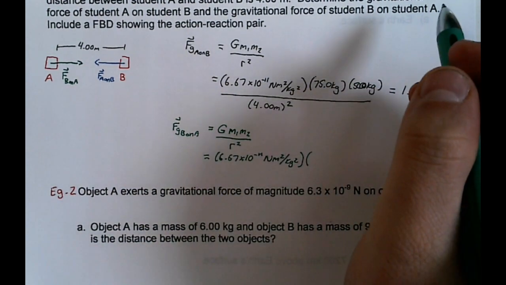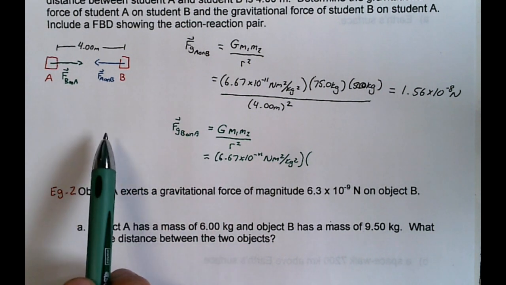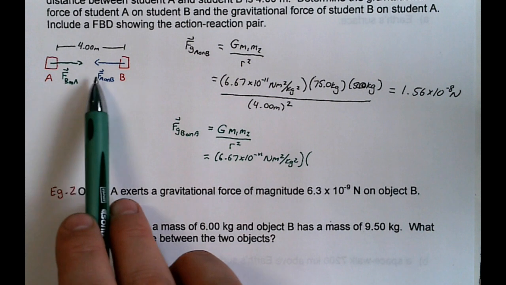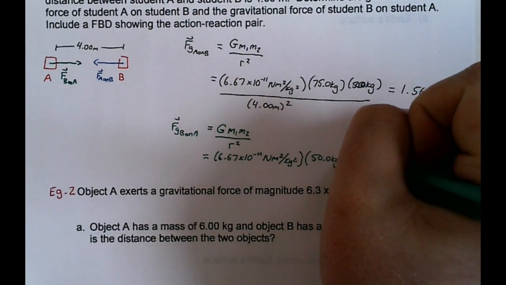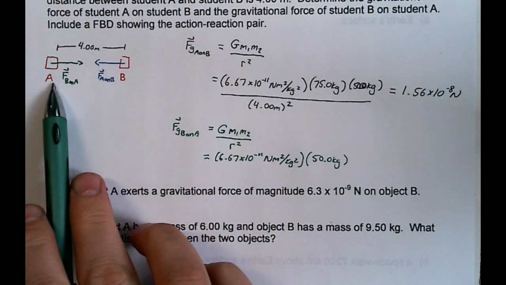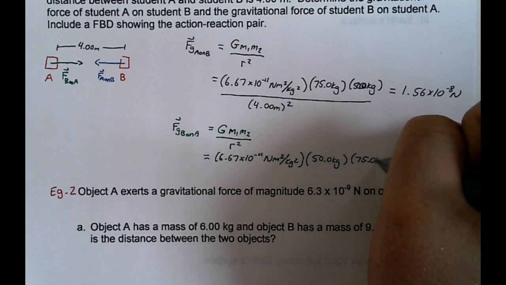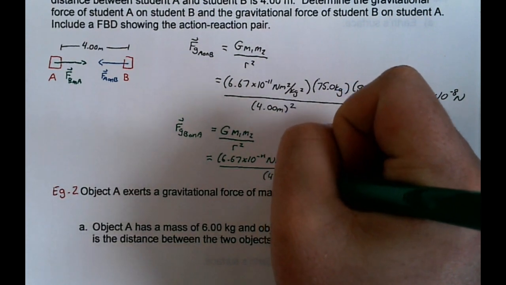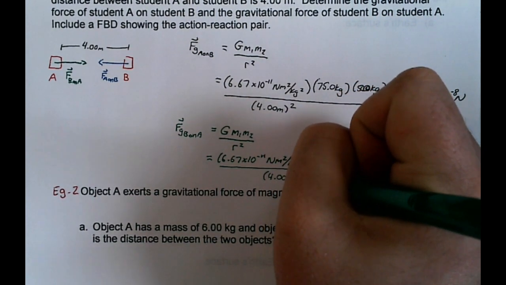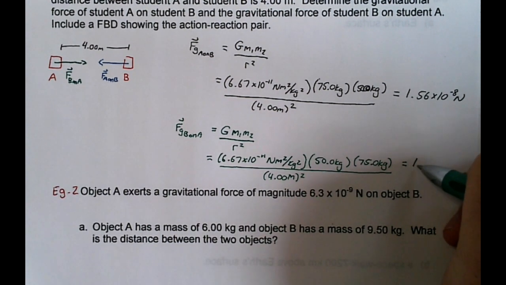Times the mass 1. In this case, mass 1 is going to be student B, because that's what's being pulled. It's being pulled towards student A, so it's 50 kilograms, times mass 2, which is student A, 75 kilograms, divided by the distance between squared.